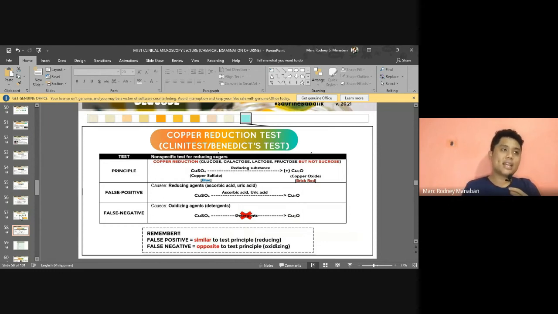So similar. The false negative is the opposite, for the oxidizers. Okay? So take note of that.